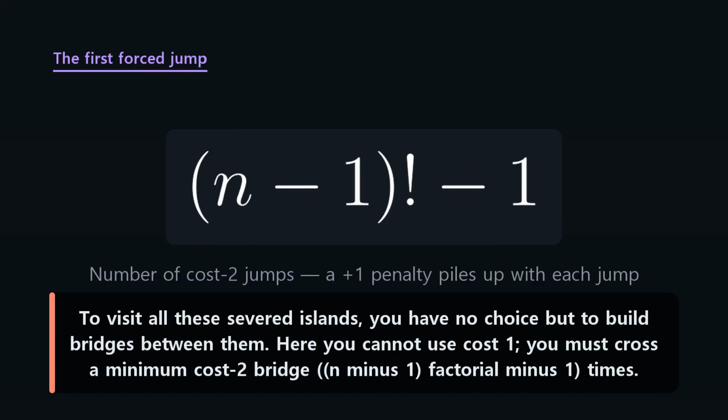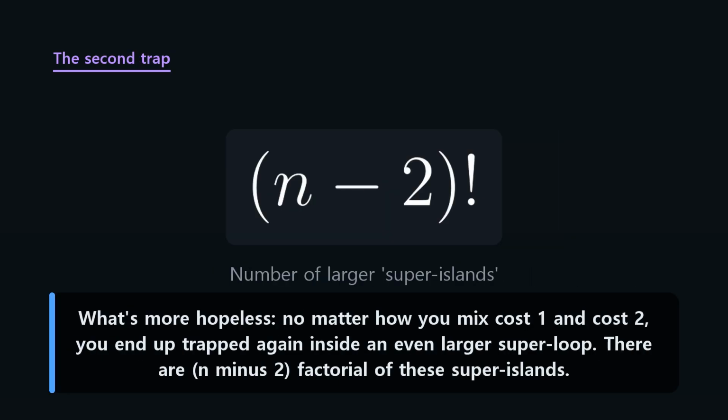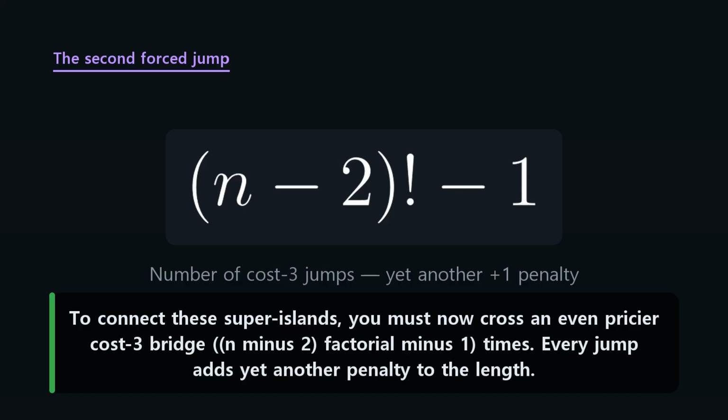To visit all these severed islands, you have no choice but to build bridges between them. Here you cannot use cost 1. You must cross a minimum cost 2 bridge, (n-1)factorial minus 1 times. What's more hopeless? No matter how you mix cost 1 and cost 2, you end up trapped again inside an even larger super loop. There are (n-2) factorial of these super islands. To connect these super islands, you must now cross an even pricier cost 3 bridge, (n-2)factorial minus 1 times. Every jump adds yet another penalty to the length.